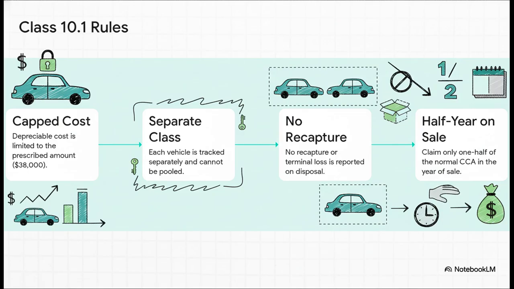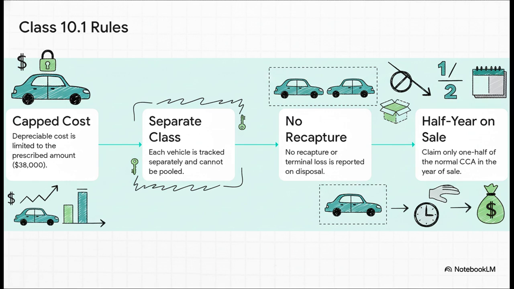So let's just walk through that one more time. First, even if you pay, say, $70,000 for a car, your CCA calculation can only start from a maximum of $38,000. Second, that car is tracked all on its own. Third, when you eventually sell it, you don't worry about recapture or terminal loss on your CCA schedule. And fourth, here's a unique little quirk.